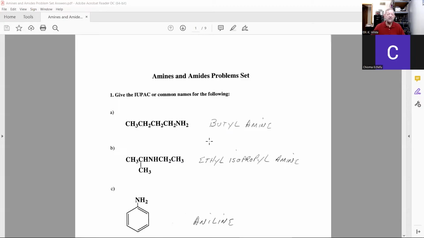Wrong button, right button. All right, does everybody see the amines and amides problem set? Give me a thumbs up if you can see it.